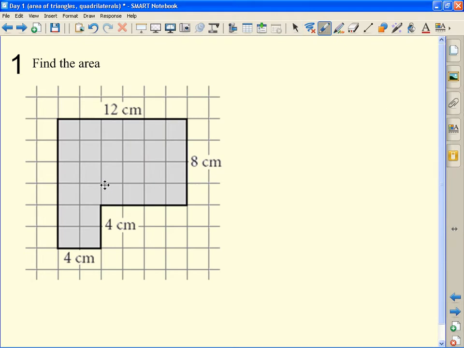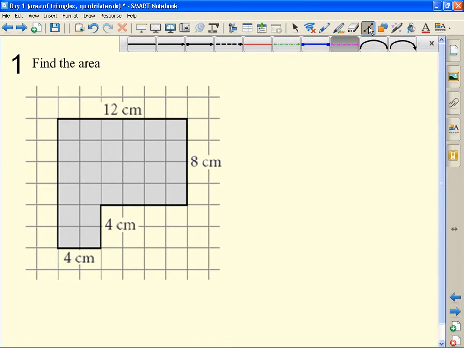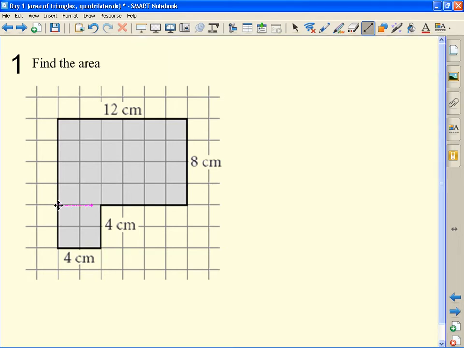Well, here's our first one. You guys can go ahead and try it on your own, pause it and try it on your own. You'll notice that in this one I have basically two rectangles, and there's a couple ways you can go about this. I could find the area of this little rectangle, which is 4 centimeters by 4 centimeters, which is 16 centimeters squared. Up here, 8 times 12 would be 96 centimeters squared. And now I could add those two together, and so 96 centimeters squared plus 16 centimeters squared will give me 112 centimeters squared, I believe, when I add that up. And so that would be the total area. That's one way of doing it.